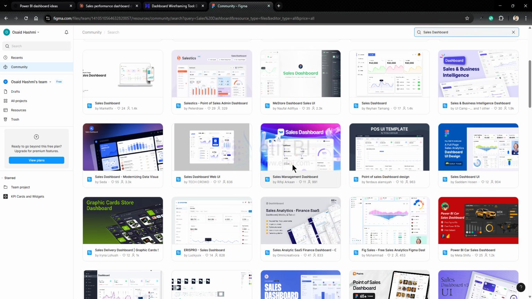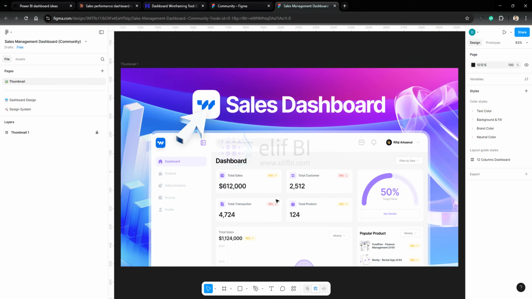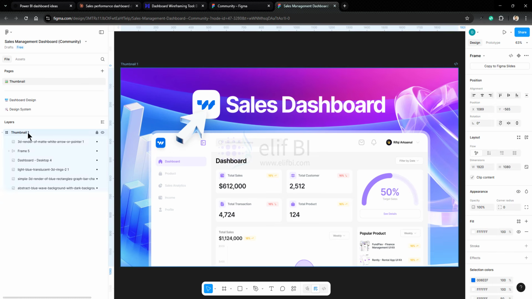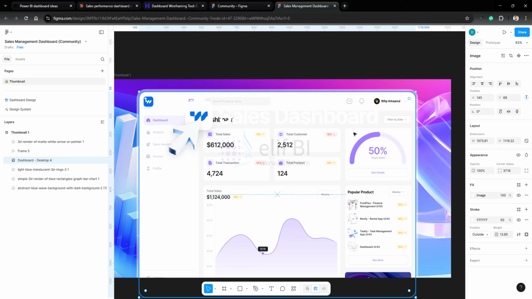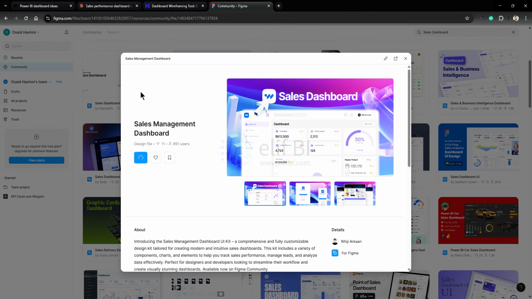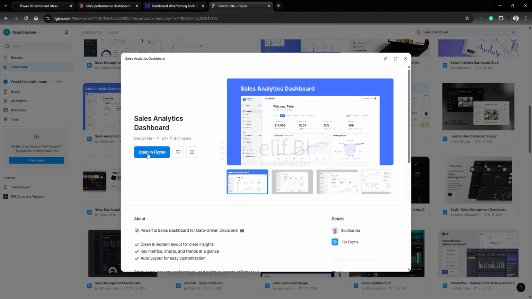Let's say I go to sales management dashboard, open in Figma. Now, if I look at the thumbnail, this is just an image. I cannot use this. But I can still take some inspiration from the design, in case I want to place some kind of gate charts or anything like that. And if I come back, let's try this one, click, open in Figma.